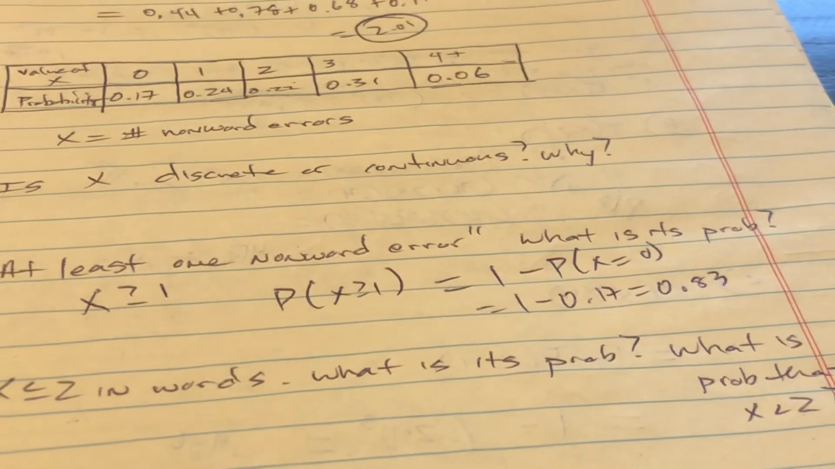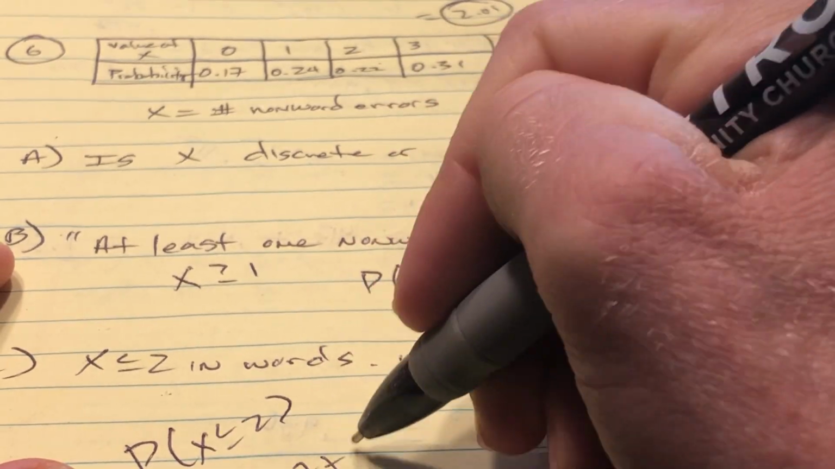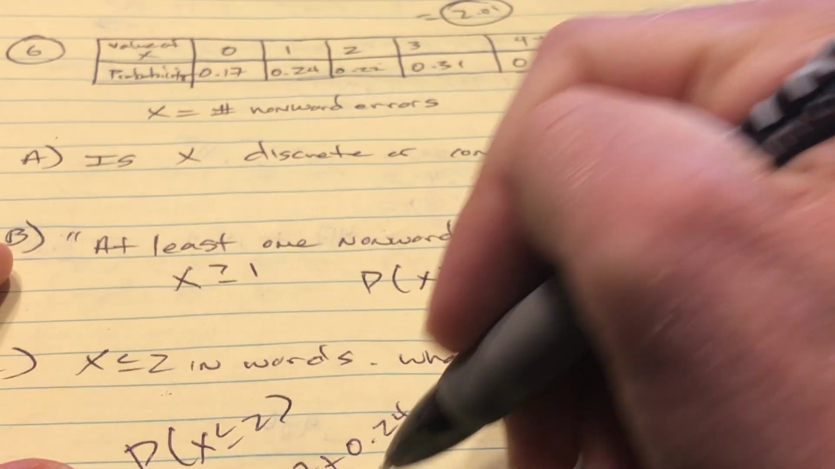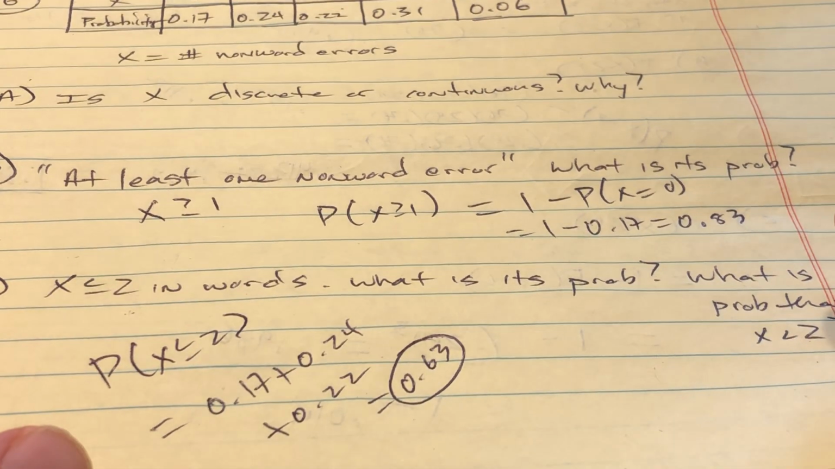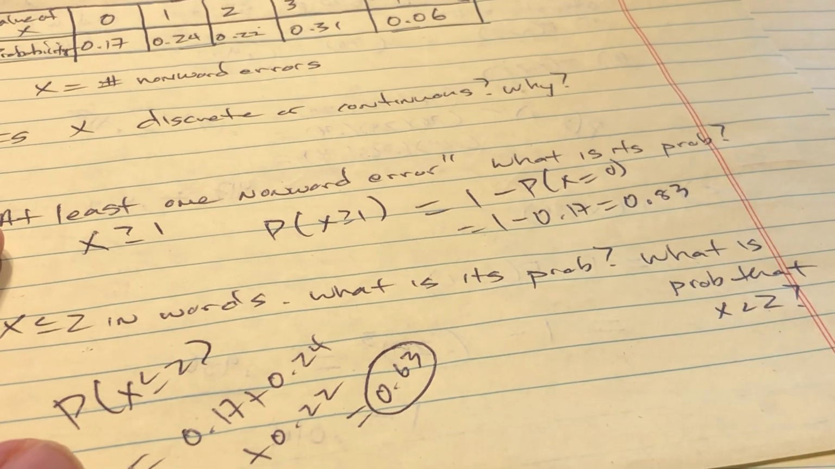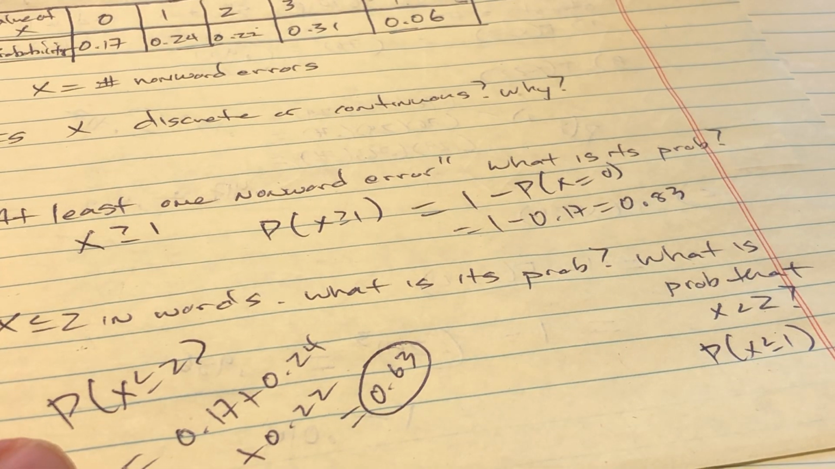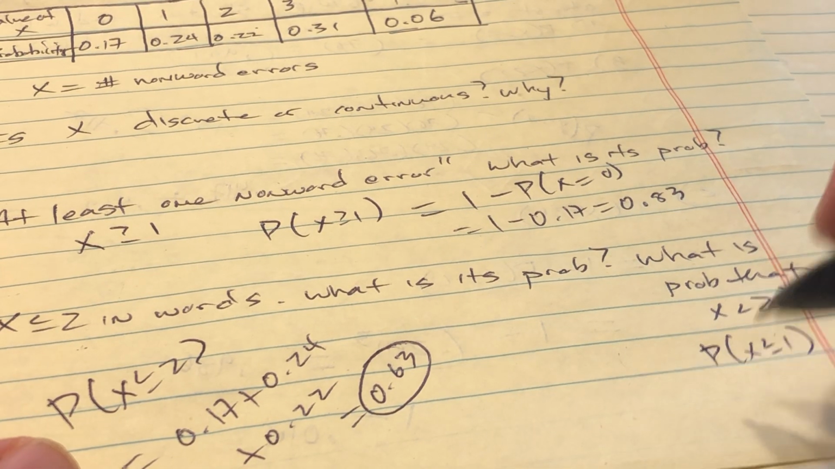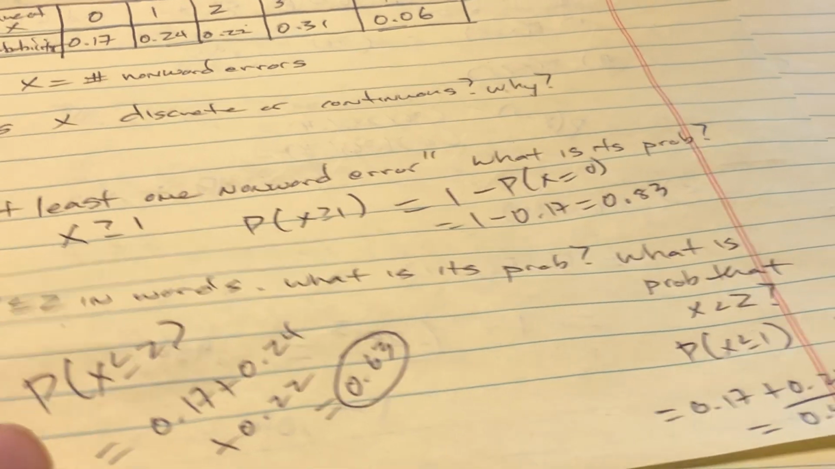And then what is its probability? All right, it's probability that x is less than or equal to 2. It's probability of no errors, 1 error, and 2 errors, which is 0.63. What is the probability that x is less than 2? That means you get 1 or fewer. That's another way to write it, 1 or fewer. It's probability of no errors. It's probability of 1 error. Just don't count 0.22. That's 0.41.